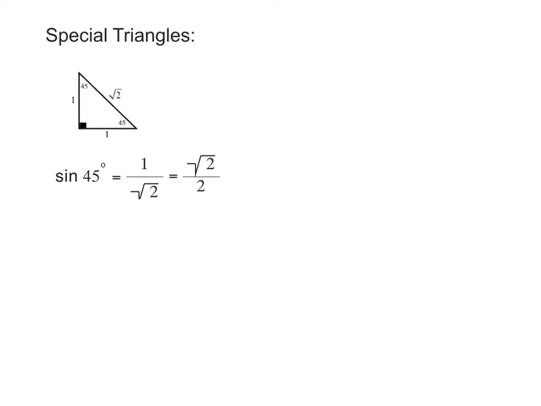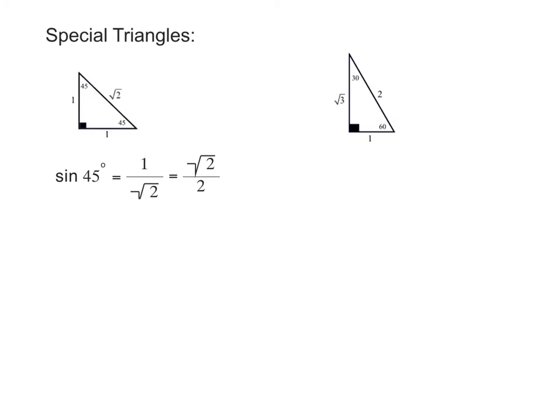Well, as you might understand, that's non-standard. We don't want radicals in the denominator. So if we multiply by the square root of 2 over the square root of 2, we end up with our final simplified version. Sine 45 degrees is equal to the square root of 2 over 2. Now we could use the other definitions to also find cosine 45, tangent 45, cosecant 45, secant 45, and cotangent 45.